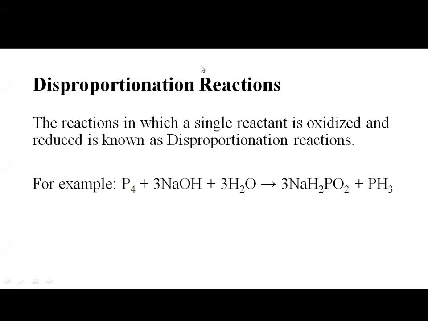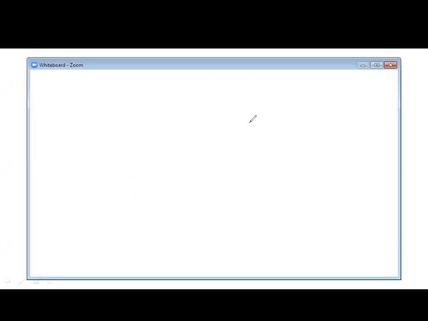So in the previous class, we were discussing disproportionation reaction. What do we mean by disproportionation reaction? A reaction in which a single reactant is oxidized as well as reduced. So it undergoes oxidation and gives one product, and undergoes reduction also and gives another product. And I had given you an example. If I'm not wrong, the example was Cl2 plus NaOH.